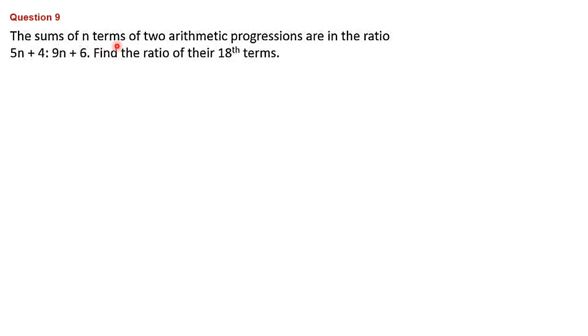Next we shall discuss the 9th question. The sums of n terms of two arithmetic progressions are in the ratio 5n plus 4 is to 9n plus 6. Find the ratio of their 18th terms. Very simple question this one. There are two arithmetic progressions and the ratio of their sums of n terms is this one.